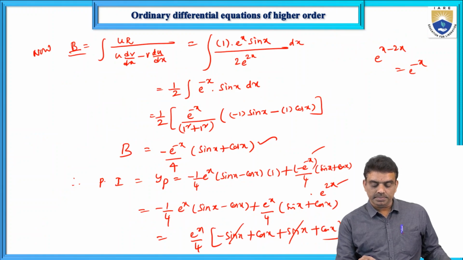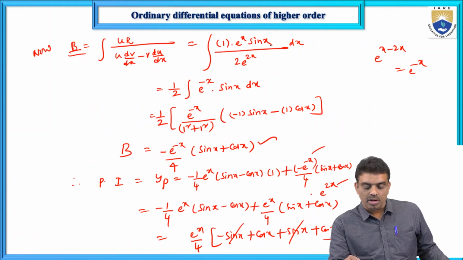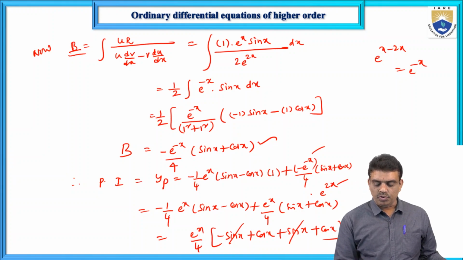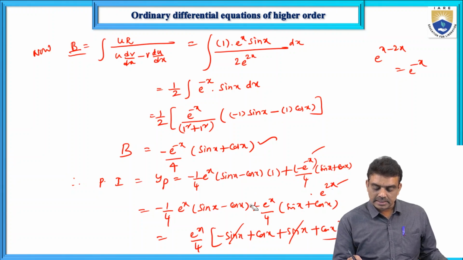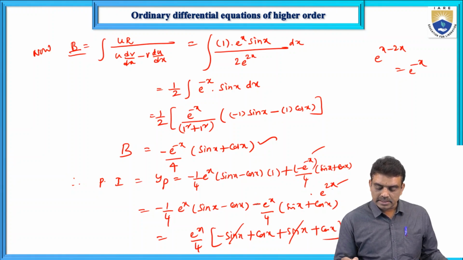Now yp. What is yp? B is equal to the integral of u into r e power minus x by x square plus a square into minus a sin bx minus b cos bx. B means 1, cos x. So on taking out the minus sign, you will get minus e power minus x by 4 into sin x plus cos x. This is right. So a into u of x plus b, b means this is minus e power minus x by 4 sin x plus cos x into e power 2x, that is e power minus x. And this is minus, I think. This is minus. Minus means on taking out minus e power x by 4.